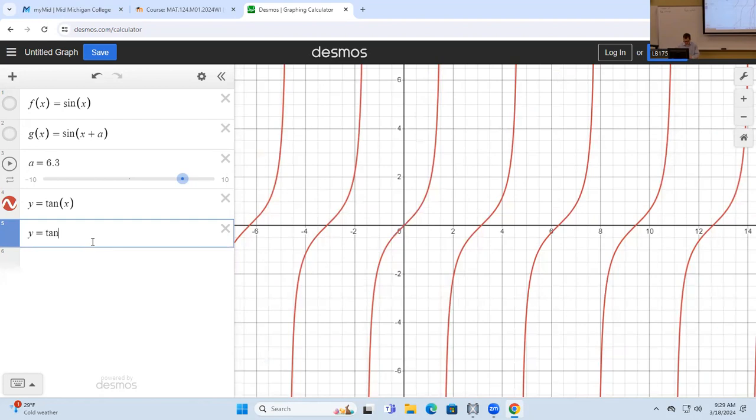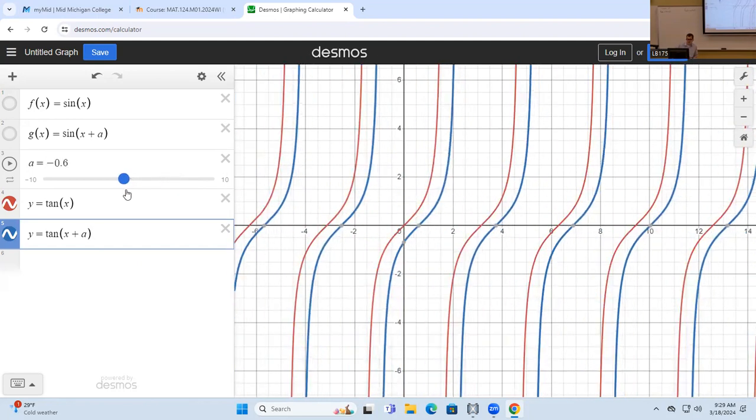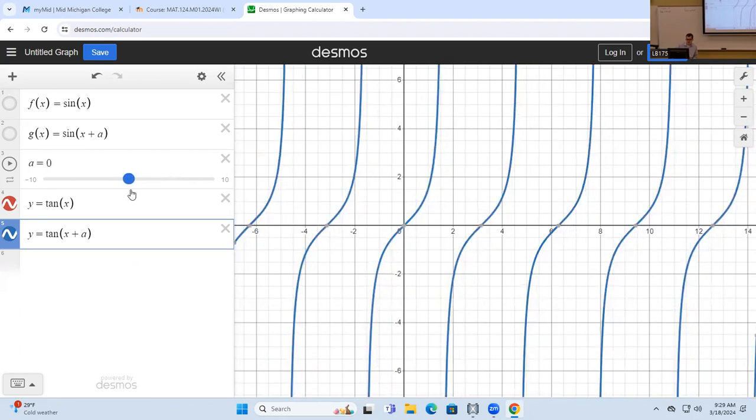Determining the phase shift. Now, notice this is x plus 2 pi, and it landed right on top of tangent. So that's what I was saying earlier. If sine and cosine both have period 2 pi, then tangent's got to have period 2 pi as well. But interestingly enough, let's go back down to 0. So that's just tangent by itself.